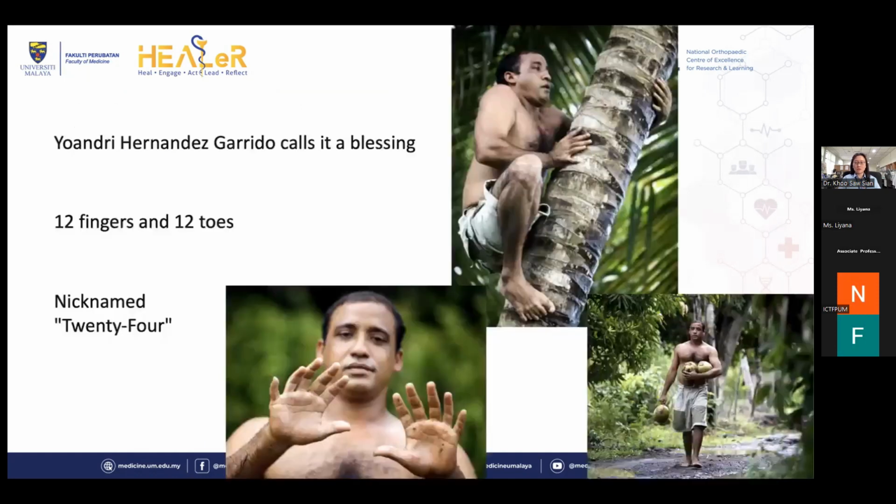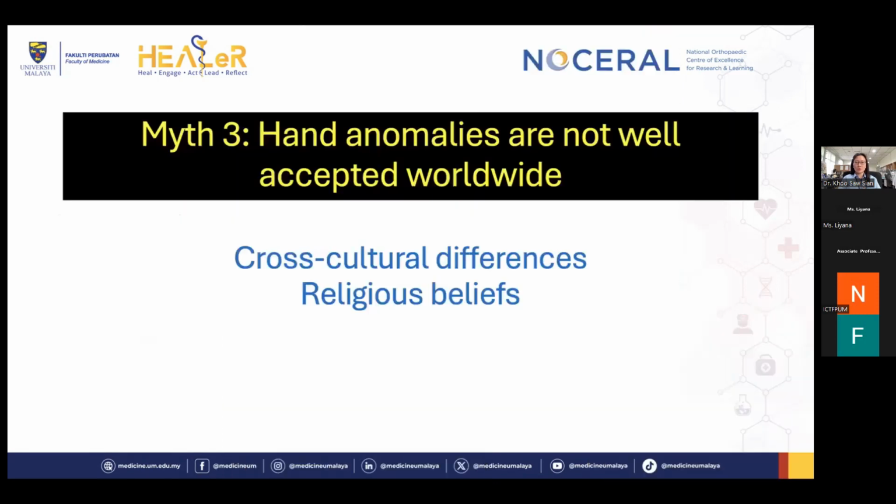And this man in Cuba, he has 24 fingers and toes, and he has no problem doing his daily activities, and he's very happy. He thinks that he's blessed, and there are people who come and take photos with him, pay him money, and he's happy. He's making a good living. So there are a lot of cross-cultural differences and religious beliefs. When we counsel patients, we have to be mindful of that as well.